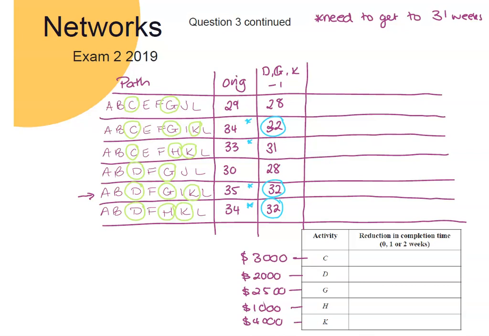If we were to reduce G, that would help us with path 2 and 5, but it won't help us with the final path. Okay, and finally, if we were to reduce C on its own, it's not going to be helped with these ones. If we were to reduce H, it will help us with the final one, but not path 2 and 5. So it becomes a little bit of juggling, a little bit of testing out what is going to be most cost effective.